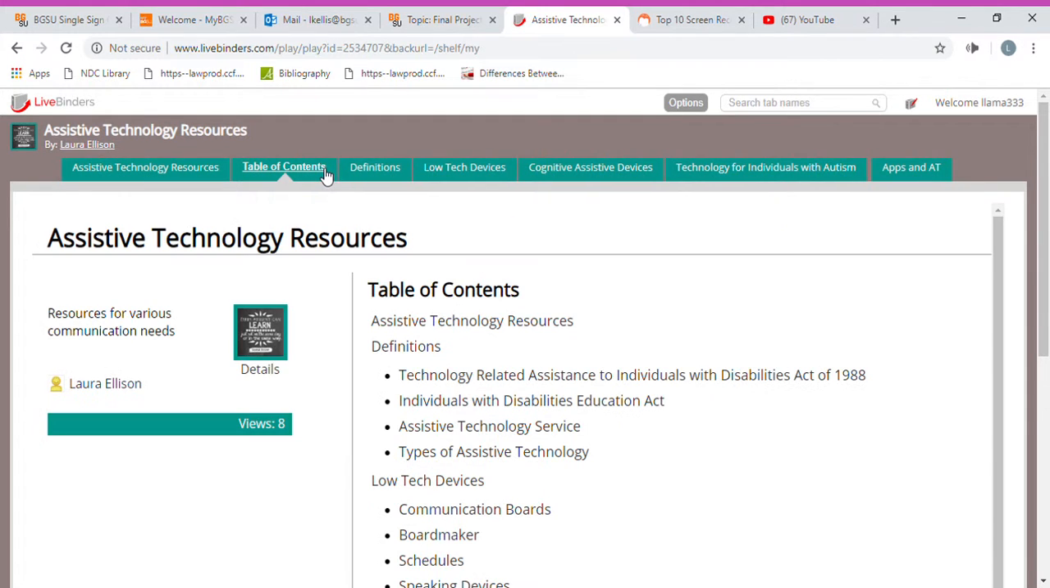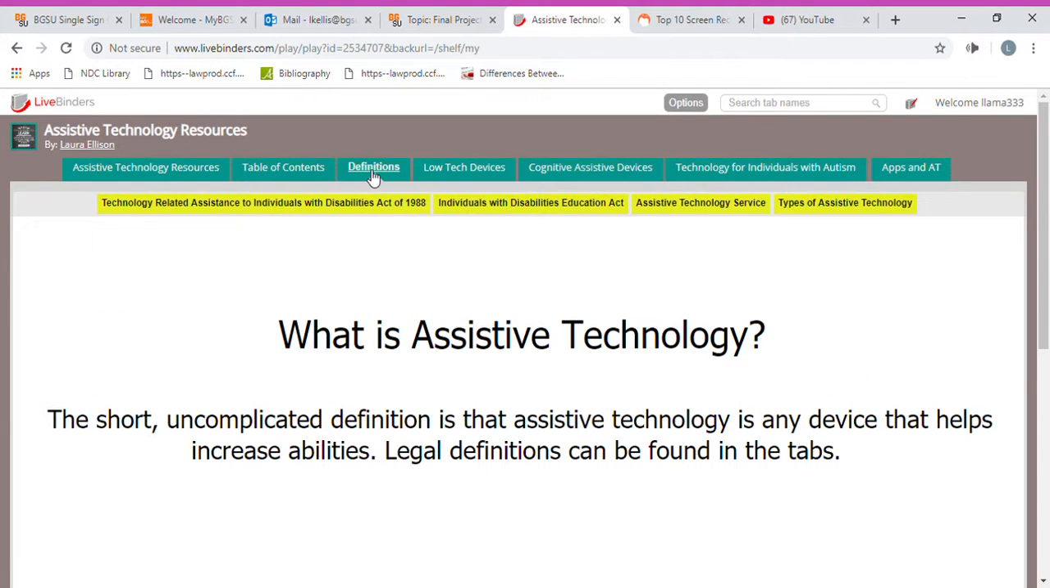My purpose of this binder was just to find different types of resources. I wanted it autism forward at first, but then I decided to put a few other things in for everyone with disabilities. So I have a table of contents, definitions of IDEA over the years, and types of assistive technologies.